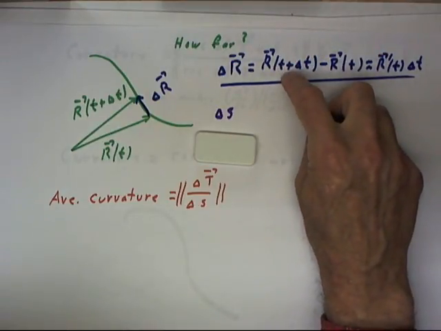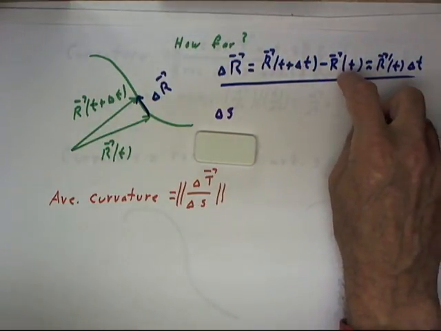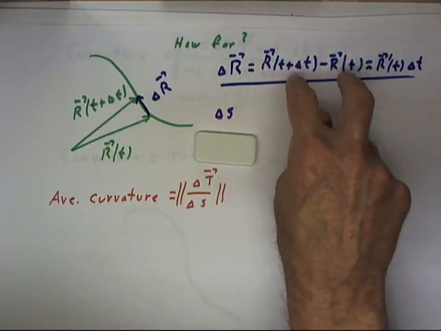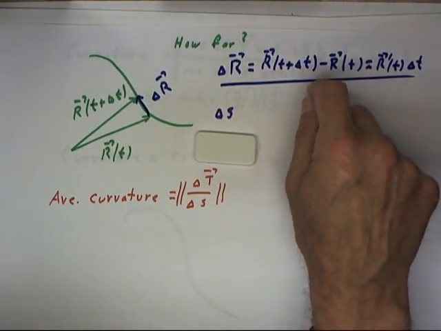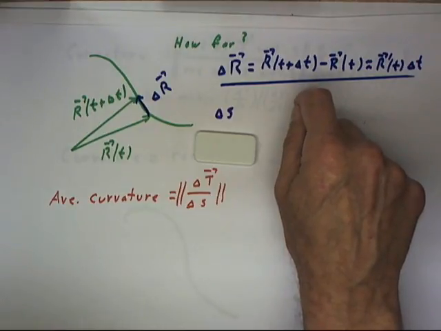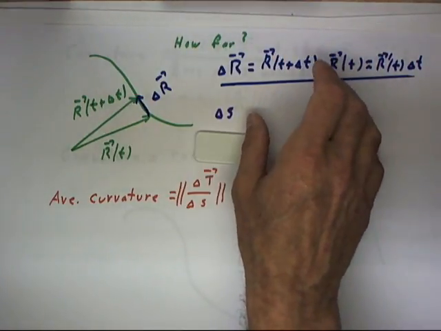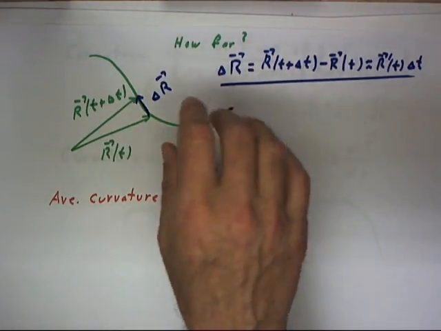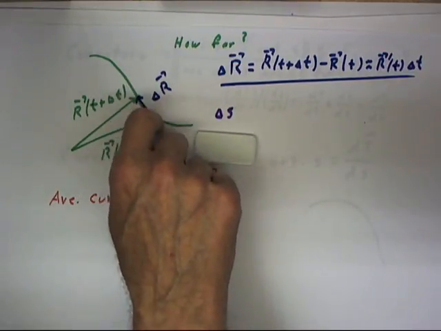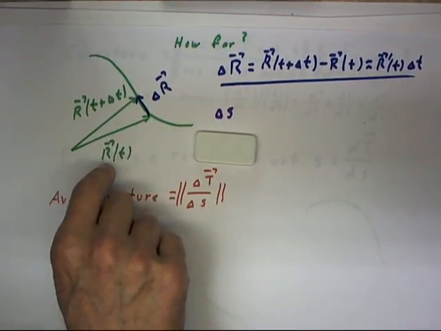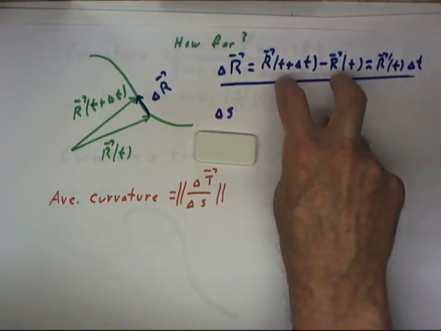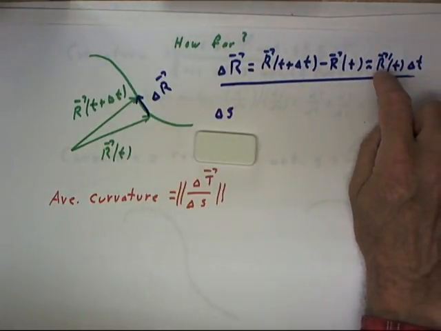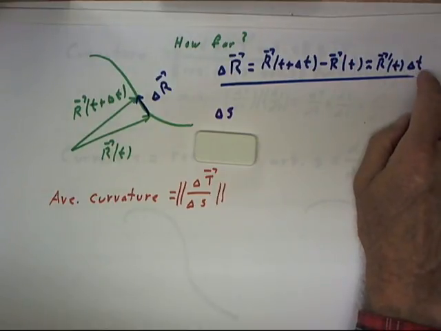Well, it's r of t plus delta t minus r of t. We're familiar with this. That's just the numerator of our difference quotient. In other words, if we divide this difference by delta t, we get a quantity, a vector that approximates the derivative of the r function, the r prime of t derivative, so that the difference in these two positions is got to be r prime of t times delta t.